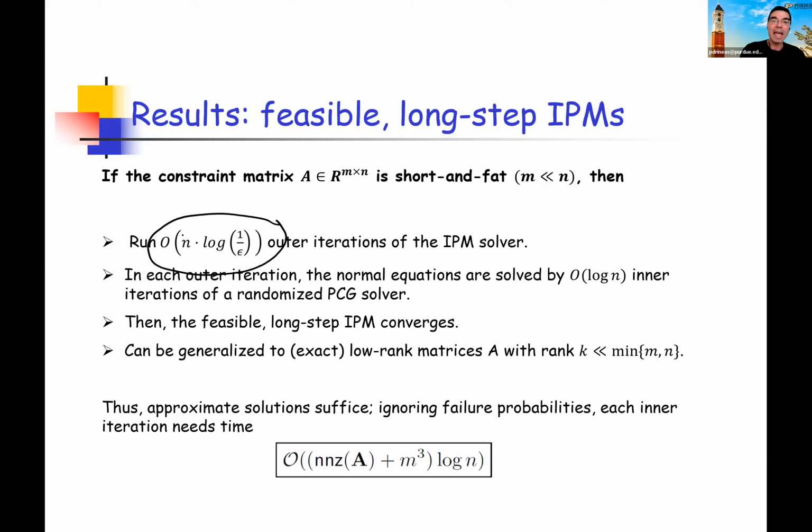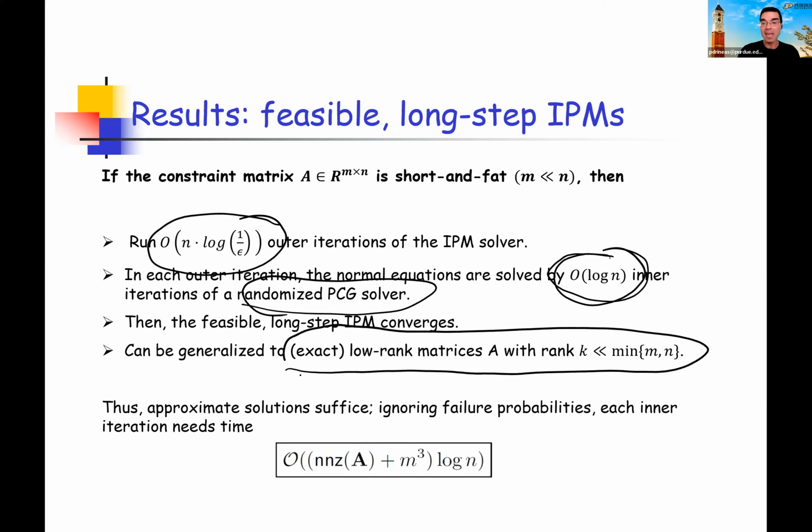You can run order n log 1 over epsilon outer iterations of the IPM solver, of the interior point method, and log n inner iterations of a randomized preconditioned conjugate gradients solver. So essentially, we are arguing that you can get the same results that you would get for standard long step IPMs using approximate solvers. In particular, this is for preconditioned conjugate gradient, but it works for other things as well. And you need only log n iterations inside, and things are going to converge, and everything works out. It can be generalized, as I said, to exact low rank matrices.